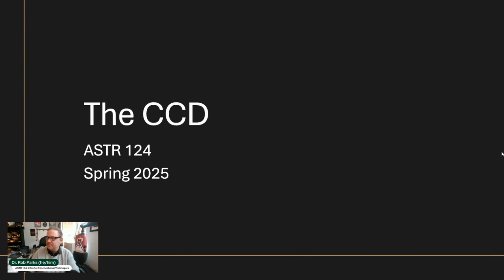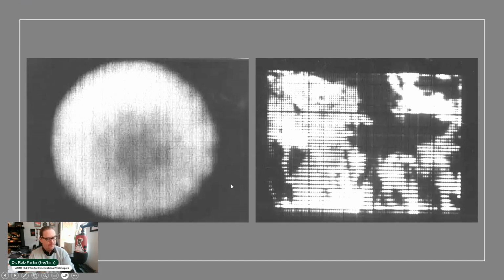Now, as it happens, to give you a little bit of trivia, the CCD camera was first developed as a computer memory device, but its ability to capture images was quickly realized among the astronomical community, and it has become a mainstay detector for a number of different reasons.